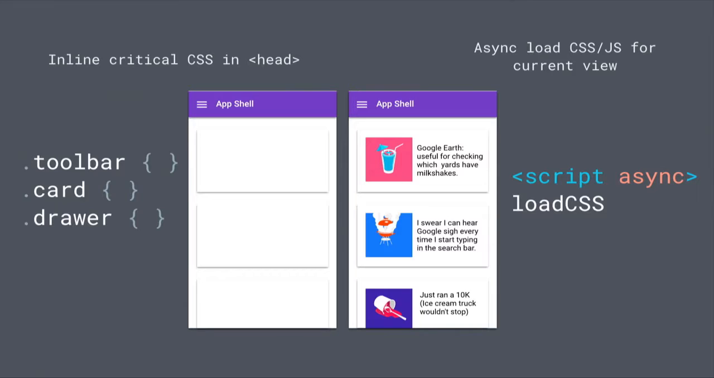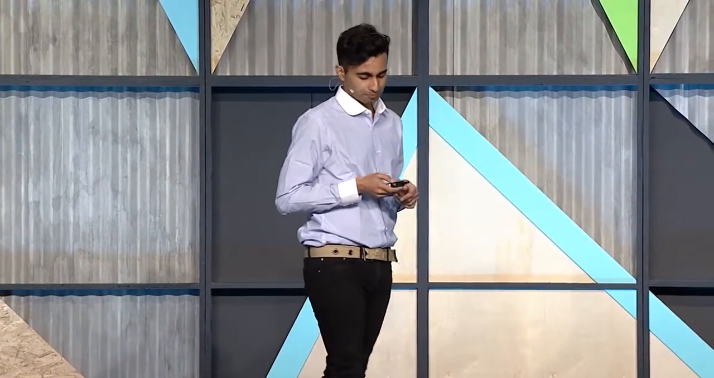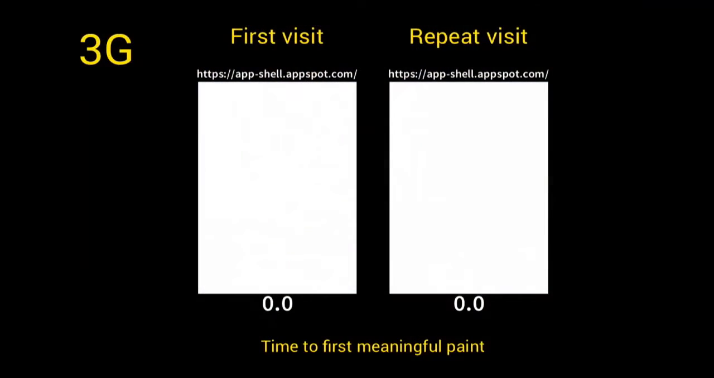So inlining the critical styles for your application shell in the document head, and then asynchronously loading in the CSS and JavaScript needed for the current view. We can then use things like the async attribute on script and libraries like loadCSS from the Filament Group for being able to asynchronously load in the content that we need. And the performance wins of such a model are actually quite stark.